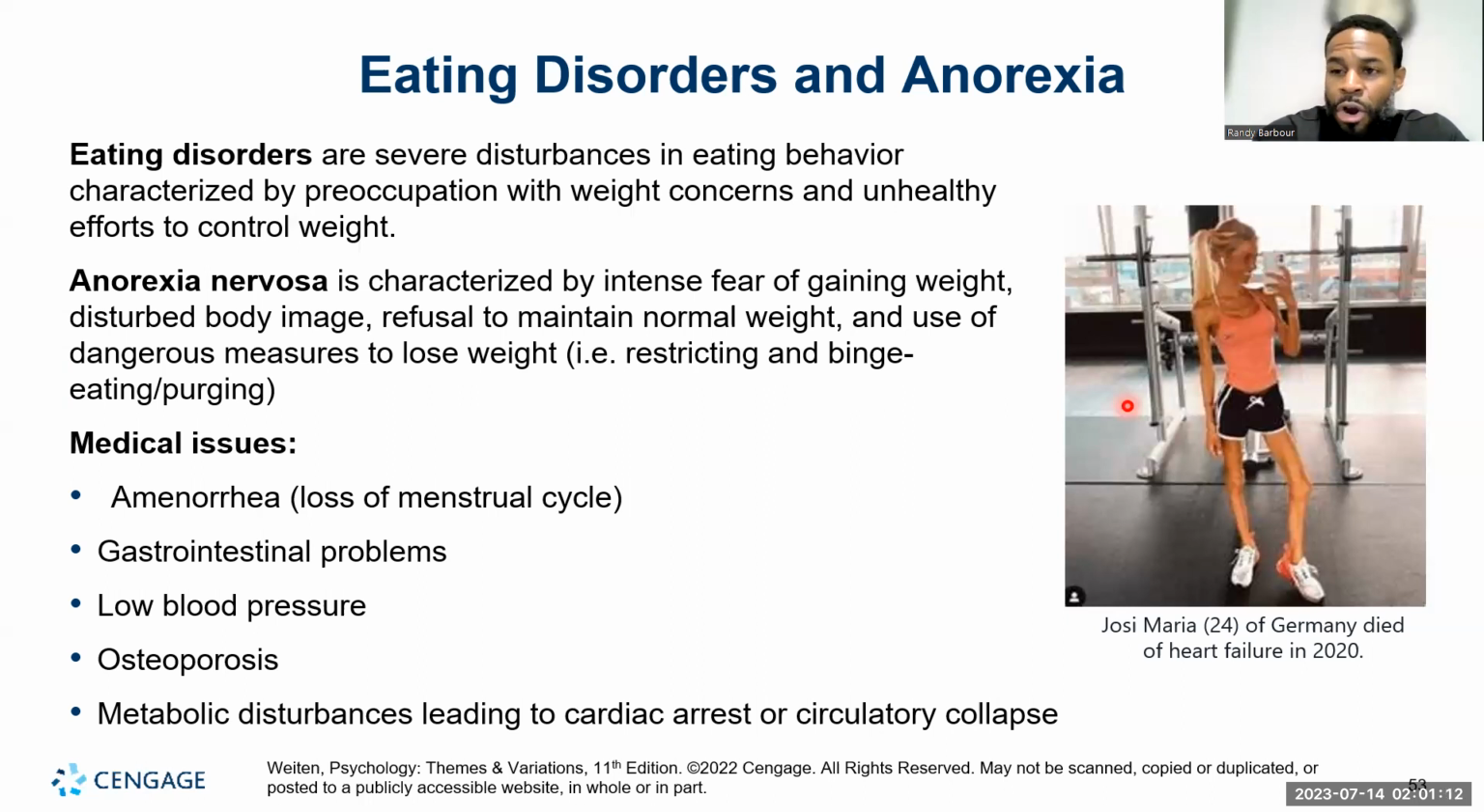Some medical issues that occur when someone has anorexia: amenorrhea, loss of menstrual cycle, gastrointestinal problems, low blood pressure, osteoporosis, metabolic disturbances leading to cardiac arrest or circulatory collapse, right? If you're not eating enough food, if you're working out excessively and you're not getting the proper nutrients in, your body will shut down. Your body needs proper nutrients. It needs rest. It needs food to survive. All right. And you can't go without a lot of calories and expect your body to respond and perform.